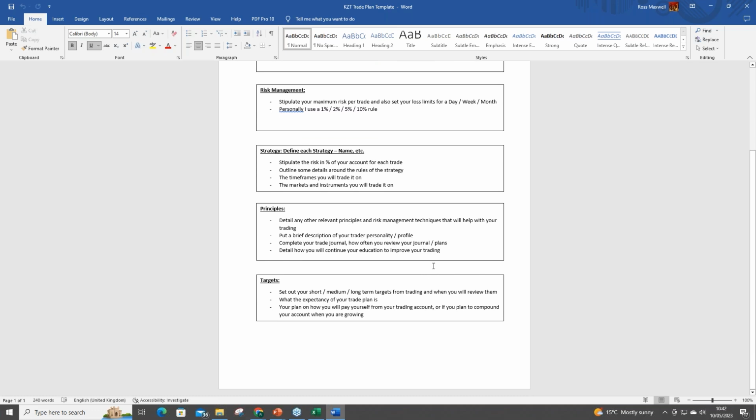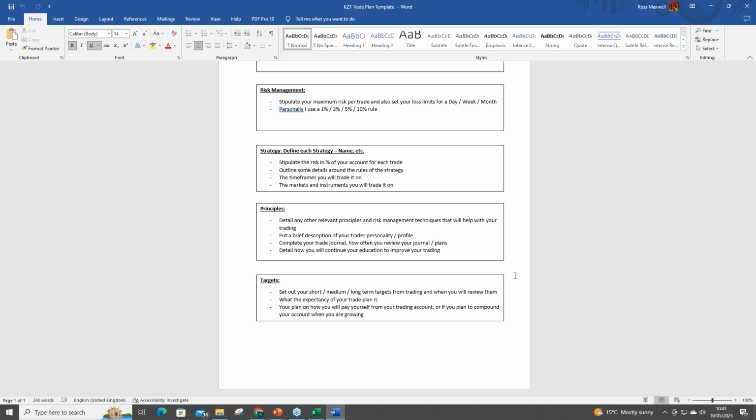Also then put any other relevant principles and risk management techniques that are going to help with your trading. Put a brief description of your trader and personality profile. So for example, on this one, I say, I don't like holding trades over sessions because I like to sit there with a clear mind when I sit at my desk and start my mindfulness practice, those sorts of things.